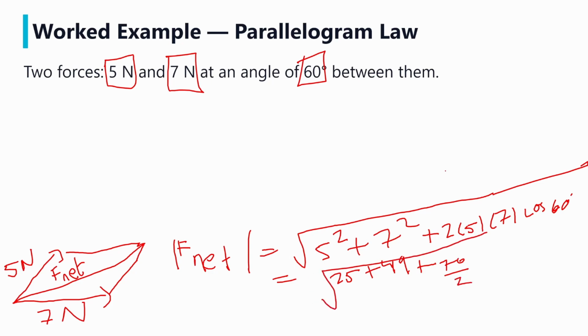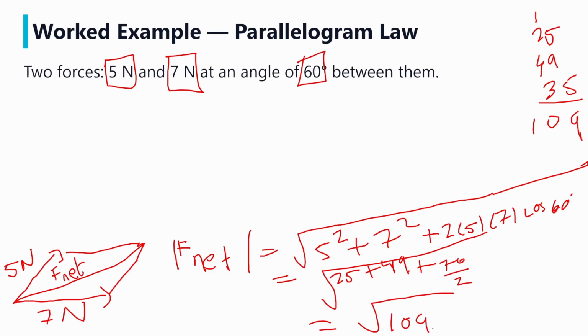So now you get 25, 49, and 35. This becomes 19, and this becomes 6 plus 10. So 109, root of 109. And obviously it's in newtons because the unit of force is in newtons. So it's always in newtons. So it's a root 109 newtons.